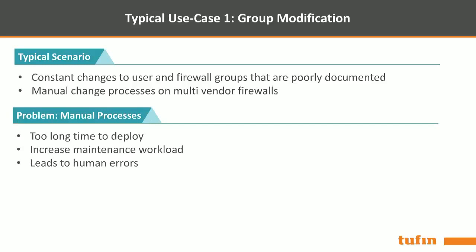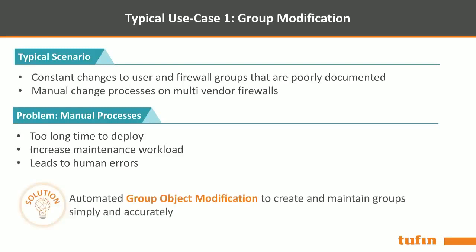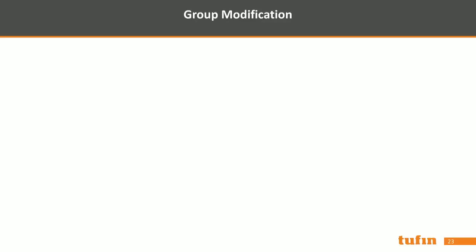The problem with such manual processes is that it takes a long time to deploy them. It increases the workload of your maintenance, and it can lead to human errors. What Tufin can offer in this case is an automated group modification process that helps you to create and maintain groups in a simple and accurate manner. And let's have a look at how this workflow looks.